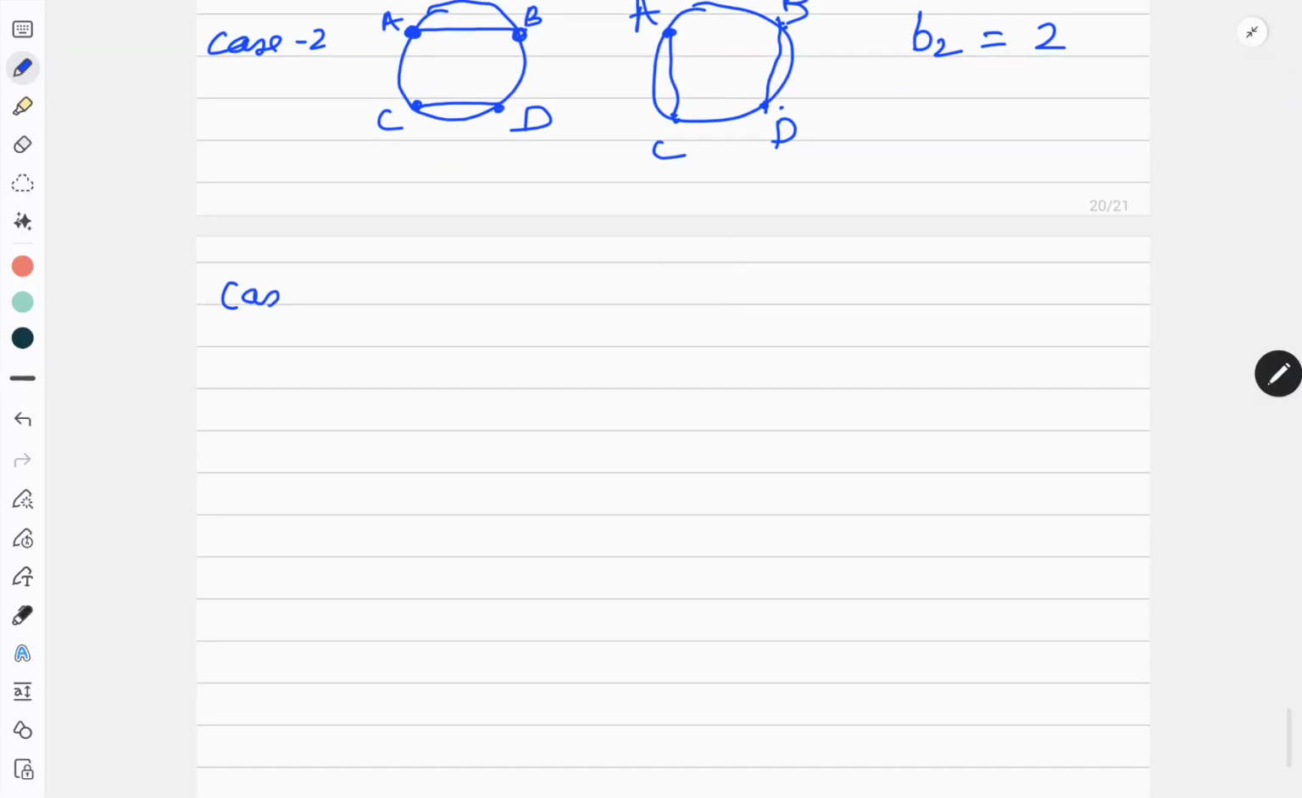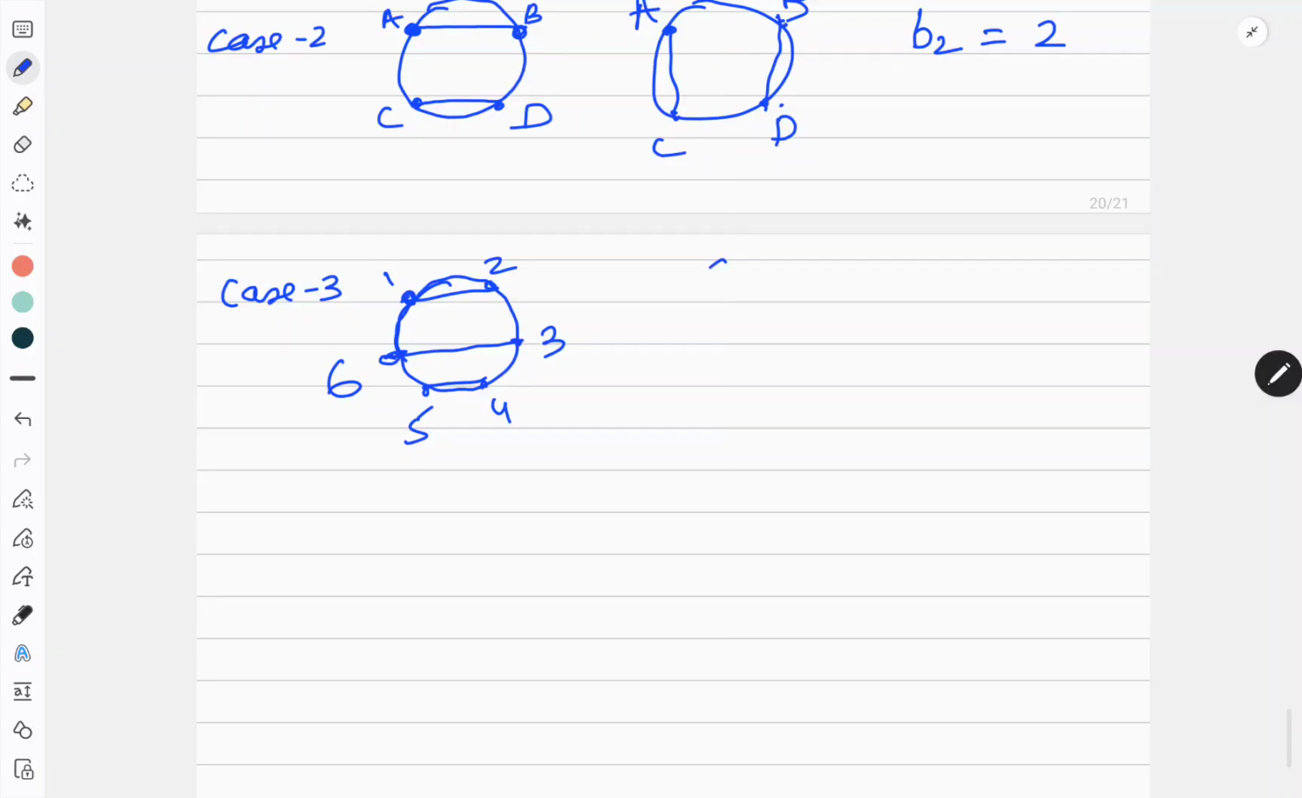Now I am talking about case 3. Case 3 means 3 pairs, and 3 pairs means 6. So let me make 6 people sitting: 1, 2, 3, 4, 5 and 6. Correct? So now how many ways can they do it? See, one way is 1, 2 and 3. Correct? The other way, draw 6 again: 1, 2, 3, 4, 5 and 6.